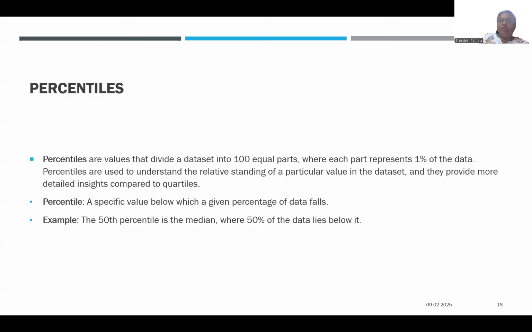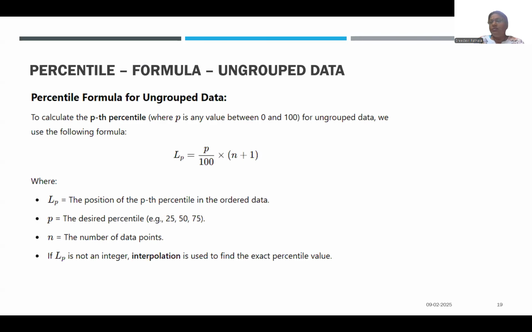So percentiles are values that divide a data set into 100 equal parts, where each part represents 1% of the data. Percentiles are used to understand the relative standing of a particular value in a data set, and they provide more detailed insights compared to quartiles. In quartiles, you are figuring out which quarter it comes in: is it under Q3 or Q2 or Q1? Whereas here you are going deeper and giving the values, a specific value for a given percentile of data values. The 50th percentile is the median, it lies at 50%.